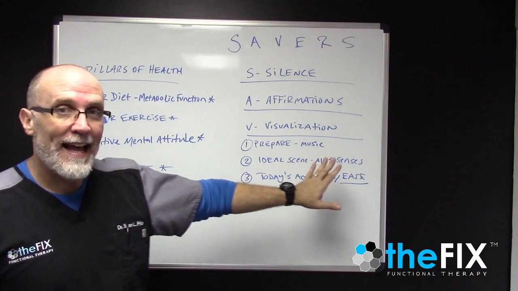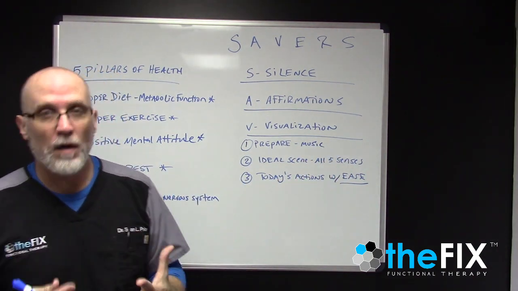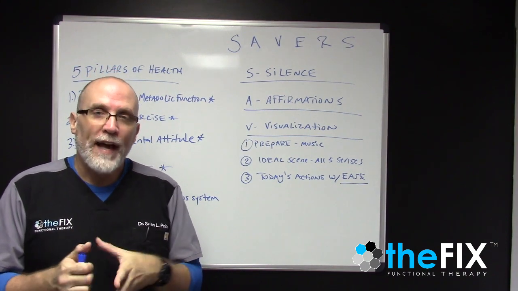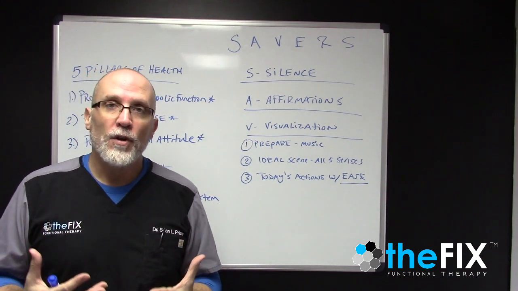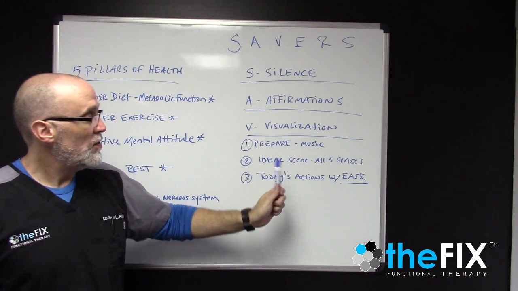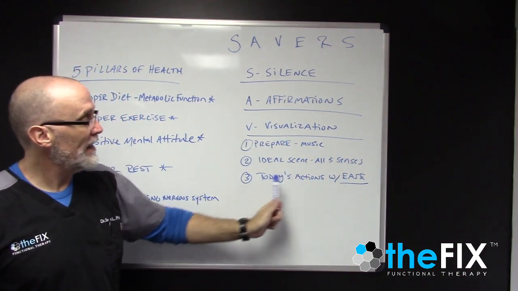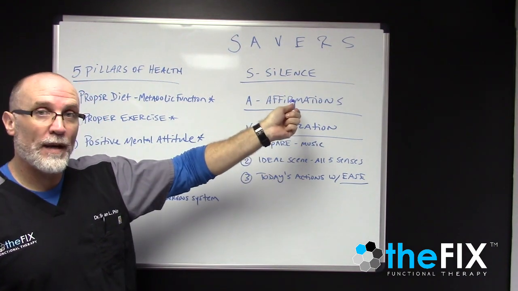So you get yourself in that ideal scene, and again, you're in a calm place, eyes are closed, you're visualizing this ideal scene, and once you've achieved that, you've gotten yourself there, then you're going to visualize yourself doing what you have to do today to work towards getting you there. So this is going to be visualizing what you talked about in your affirmation.